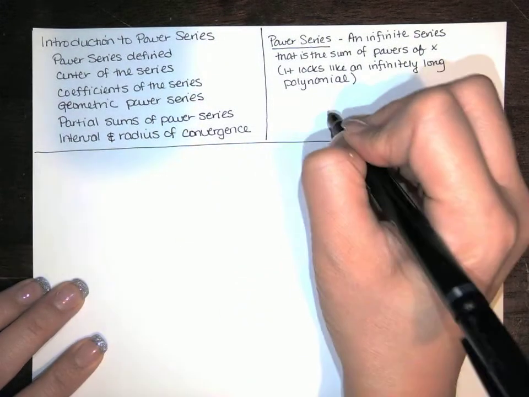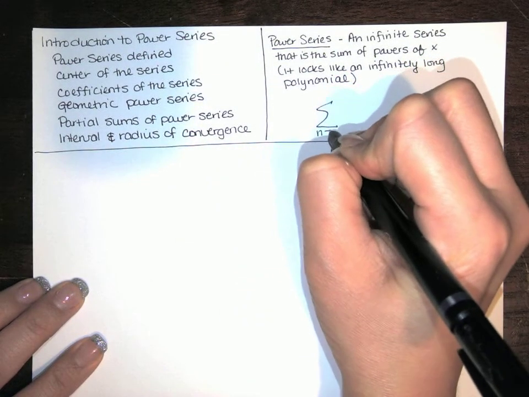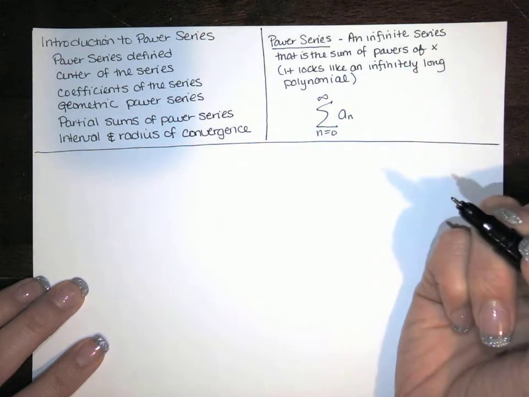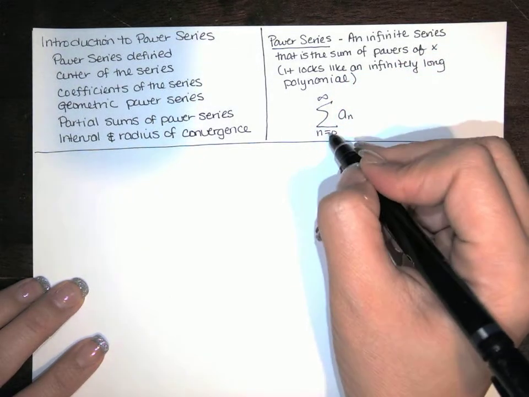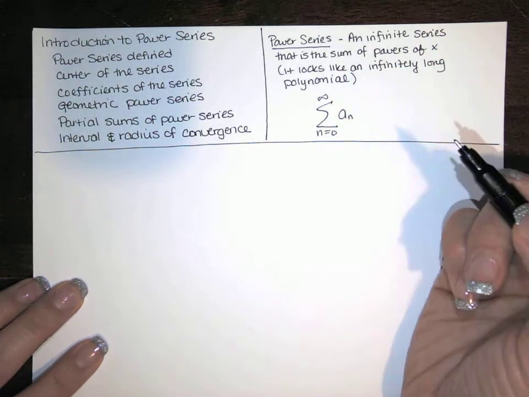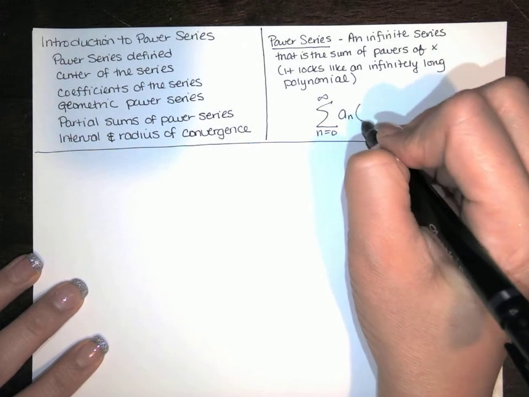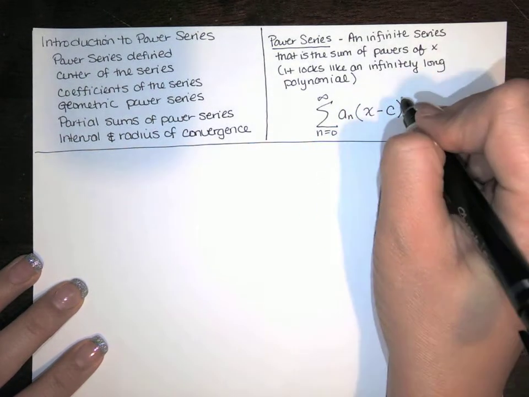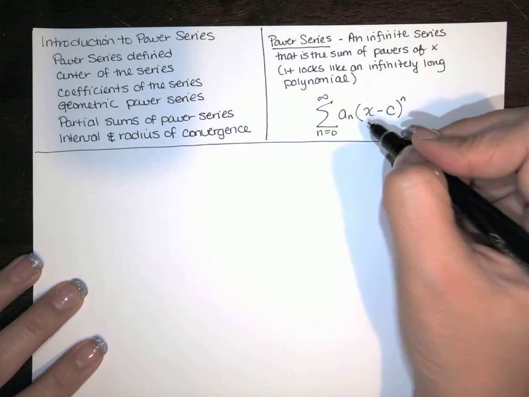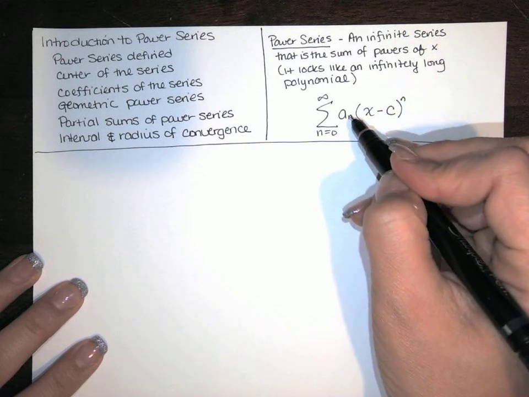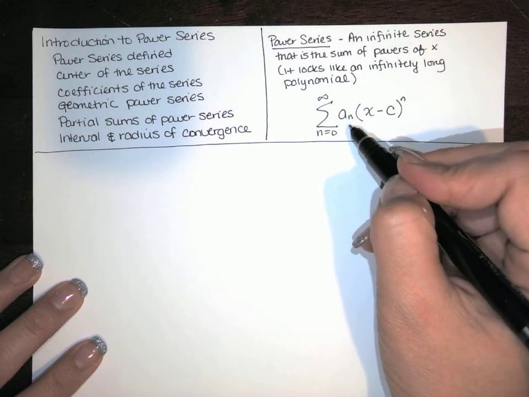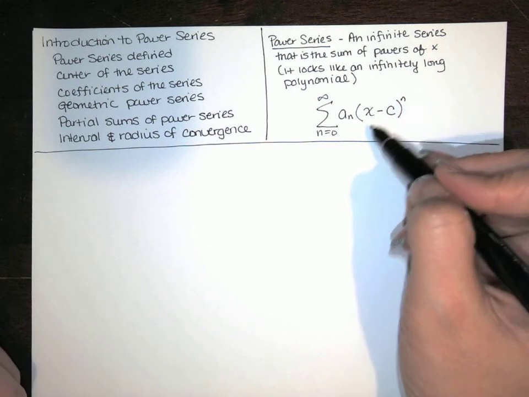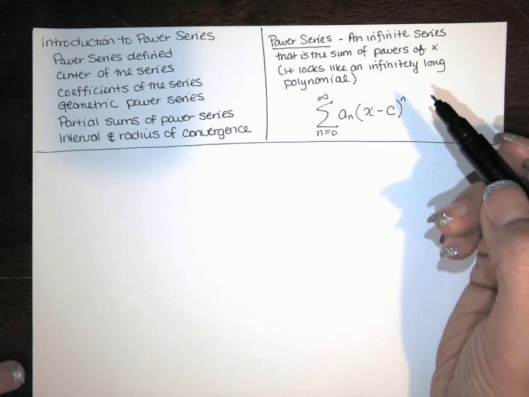So here's the form of a power series. a sub n, that's a constant. It depends on what n is. For a particular n, it's a particular constant. And then it's multiplied by x minus a constant c to the n. Now x is a variable, c is a constant, a sub n is a constant for a particular n. And n is changing. n is 0, then it's 1, then it's 2, and it's increasing the whole time.